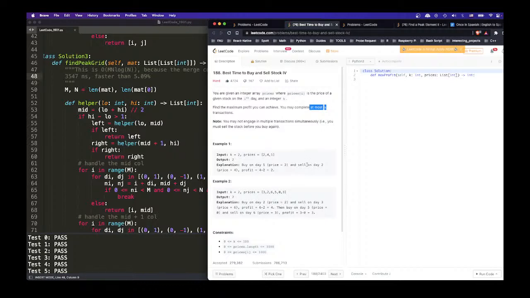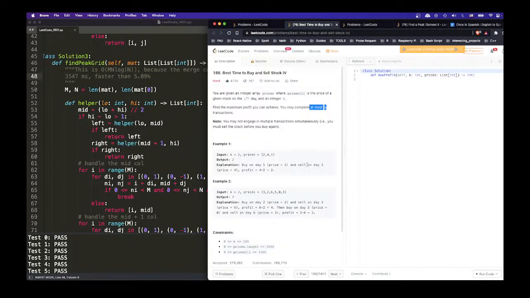Let's see if I still remember the state machine. So there's no hold, right? So we just buy and sell. It's just buy and sell. And we can do at most k times. How do we do this? Alright, state machine. Let's see.